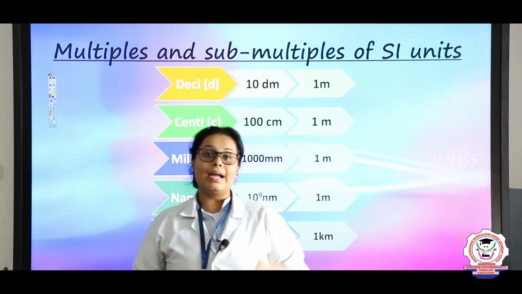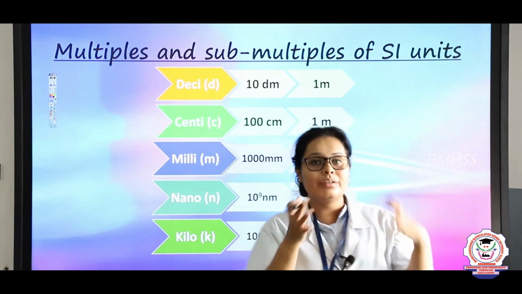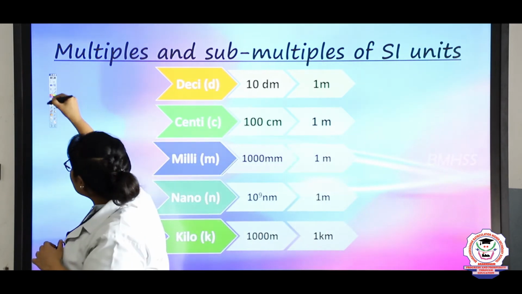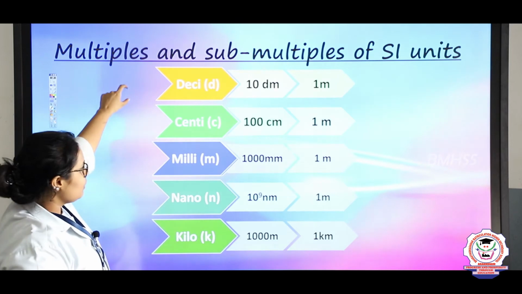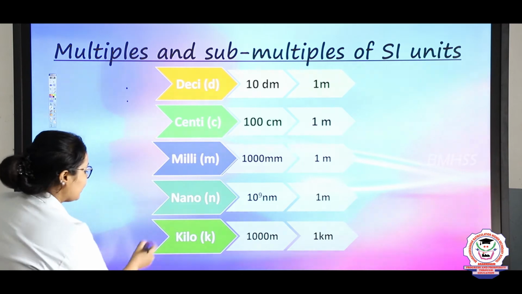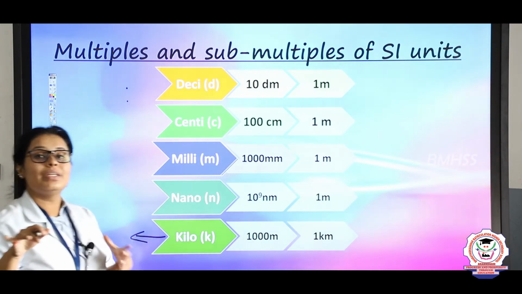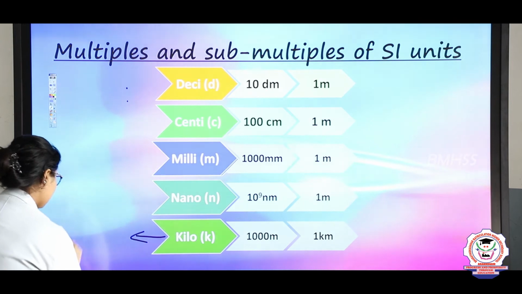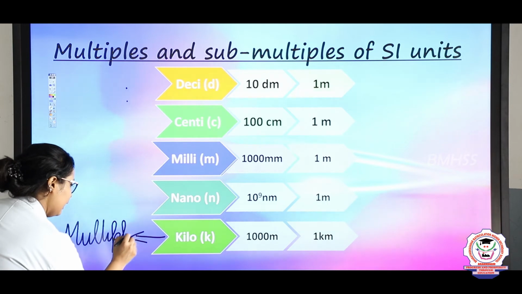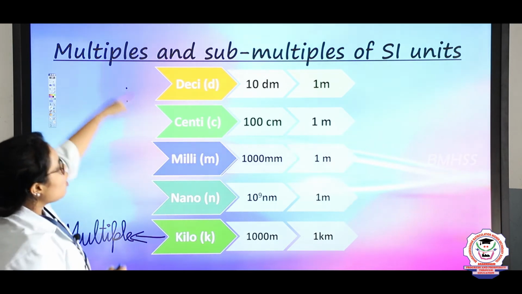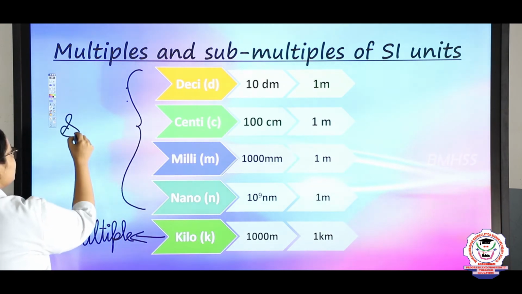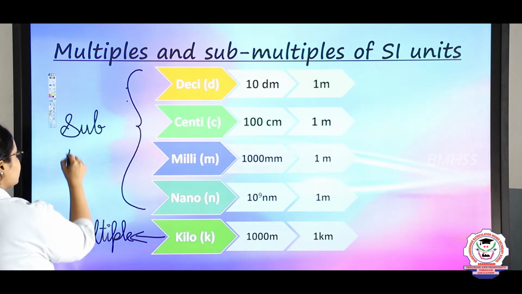Here you can see how we take the difference between the different types of units. The smallest unit here is the decimeter. Then centimeter, millimeter, nanometer and kilometer. Kilometer, I already told you, is a multiple. And all these other units are what, children? All these units are submultiples.